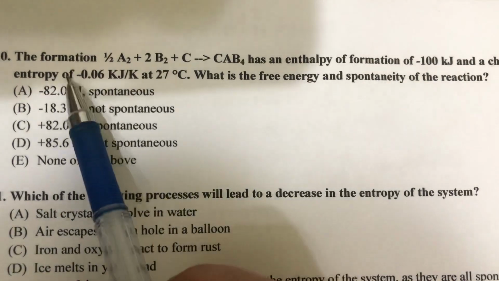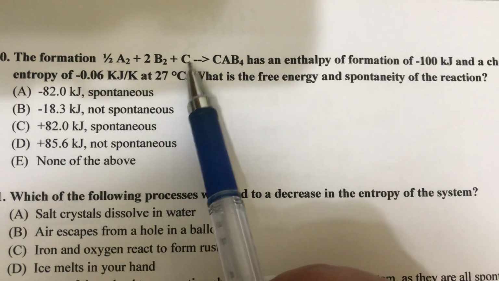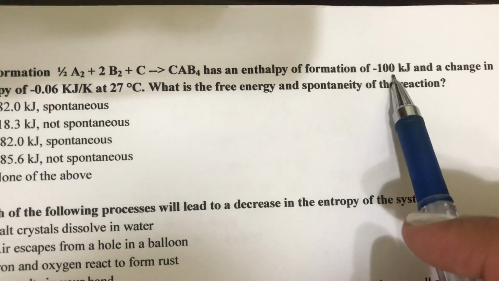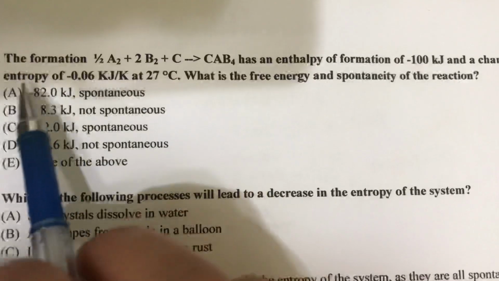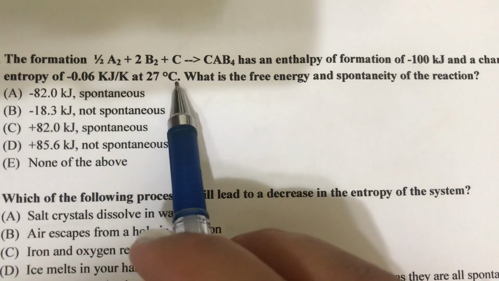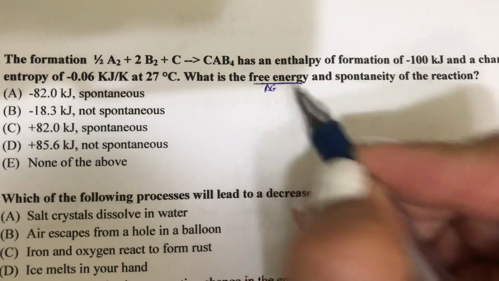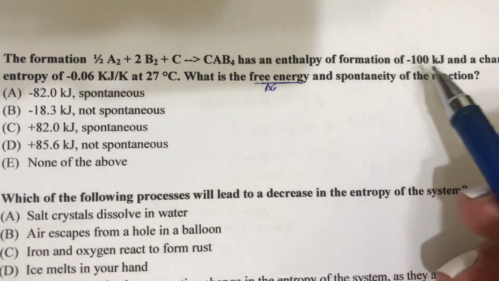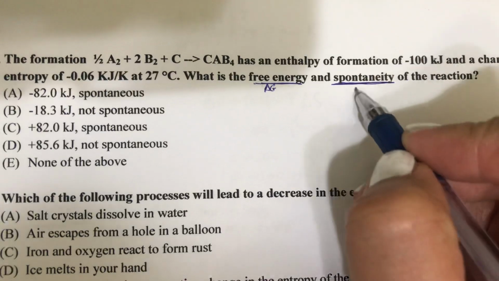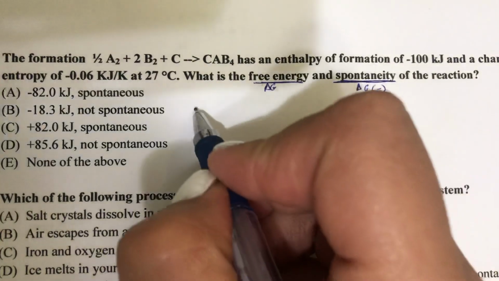Question 10. The formation of half mole of A2 plus 2 moles of B2 plus 1 mole of C produces CaB4, which has an enthalpy of formation of negative 100 kilojoule and a change in entropy of negative 0.06 kilojoule per Kelvin at 27 Celsius. What is the free energy, delta G, and spontaneity of the reaction? The reaction will be spontaneous if delta G is negative. So now you have to calculate delta G.